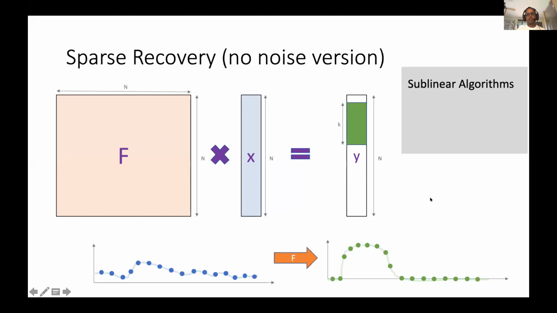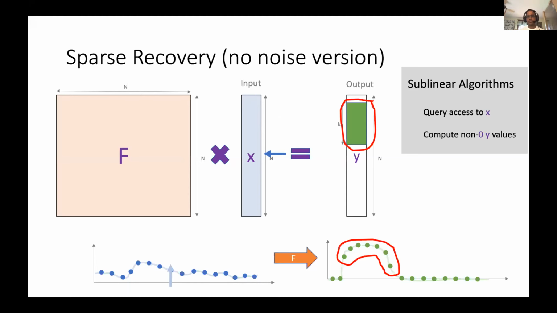And Mark already talked about this, so in this setting, what we are really interested in is sublinear algorithms. So here, again, you have access to x, and what you want to output is y. Let me qualify this a bit. What you have is query access to x, so you can read any entry of x, and you can do it multiple times if you want. And you want to compute the non-zero values of y, so you want to figure out these red regions.